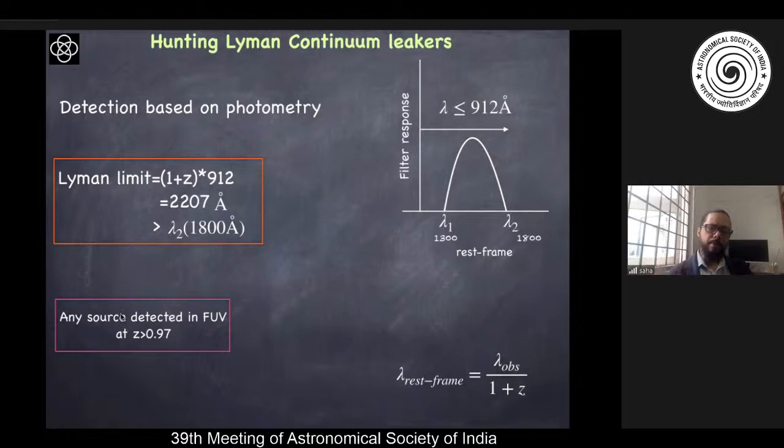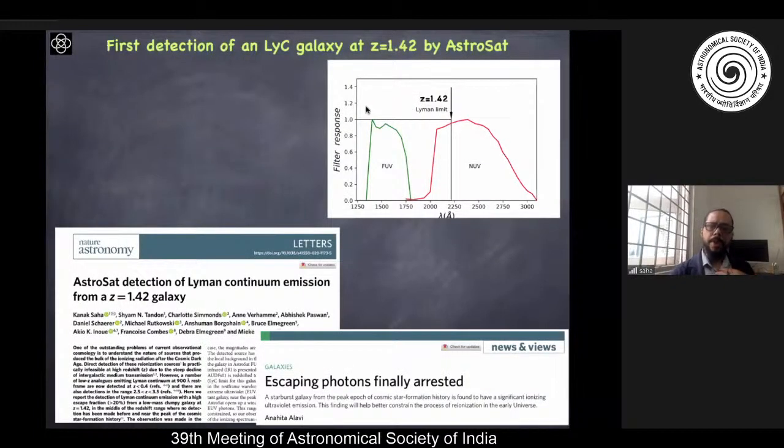In our field, any source detected in the FUV at redshift greater than 0.97 will be considered a Lyman continuum source. The Lyman limit is basically (1+z) times 912, and in the case we're talking about it is around 2207 angstrom, which is much below the red-side cutoff of the filter. So we have the first detection at redshift 1.42. This was published in Nature Astronomy last year.